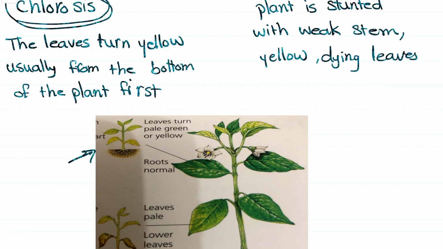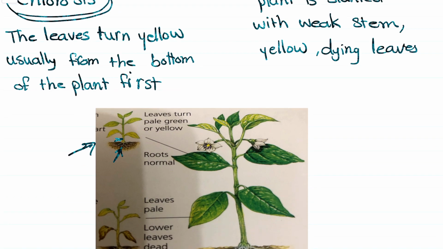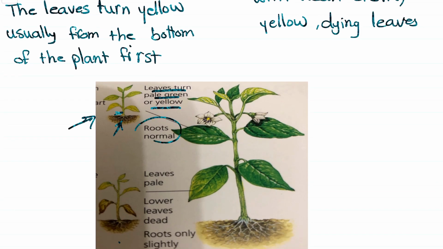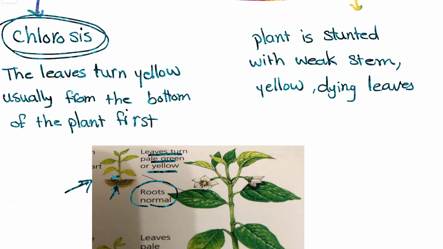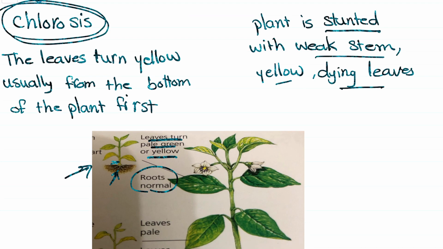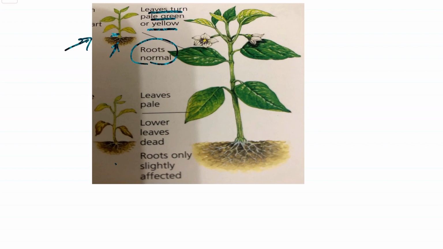As you see, the plant is completely healthy except for the color of the leaves. The stem is normal, the roots are normal, but the leaves turn pale green or yellow. In case of nitrate deficiency, the plant becomes stunted with a weak stem and yellow, dying leaves.